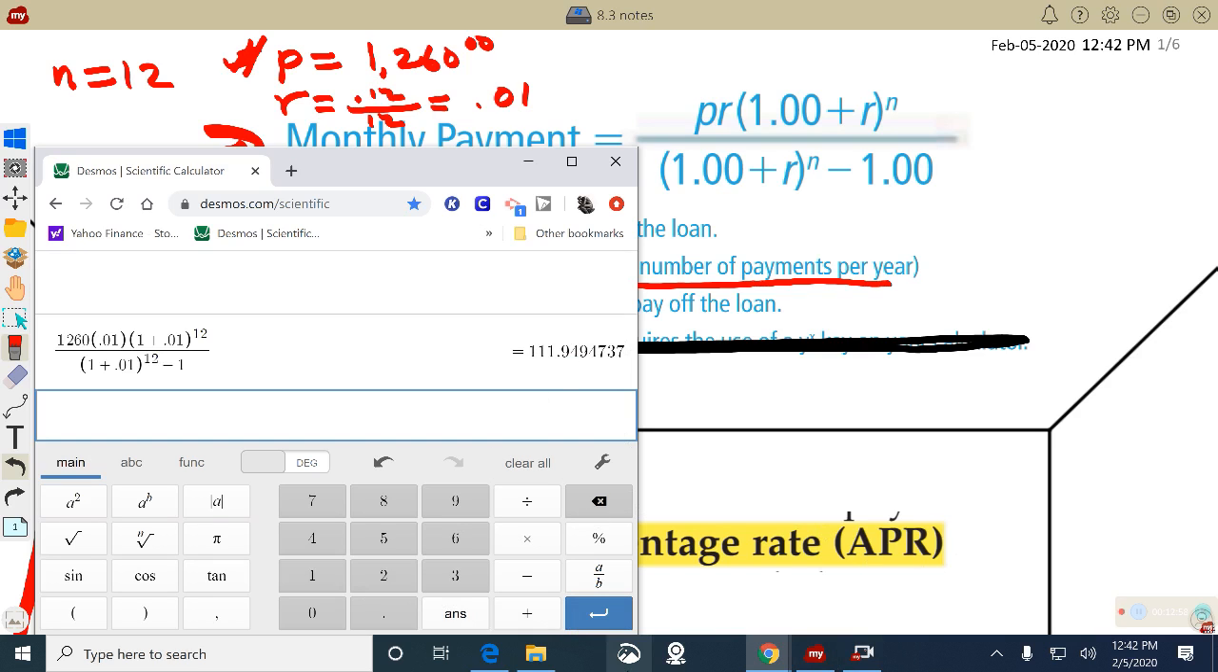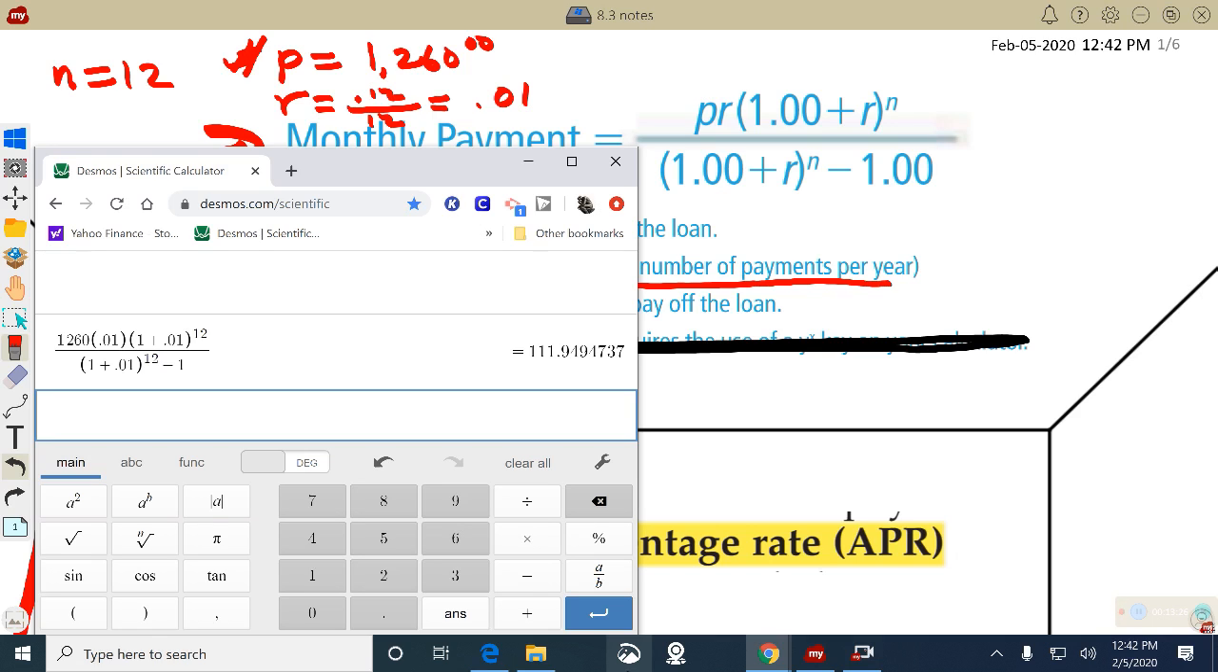The monthly payment. Remember, they're going to pay off this refrigerator in 12 months. Every month, what's their name? Amy and John, what's their names? Thank you. Every month, they're going to pay $111.95 every month for 12 months, and it'll be paid off. $111.95 is the monthly payment.